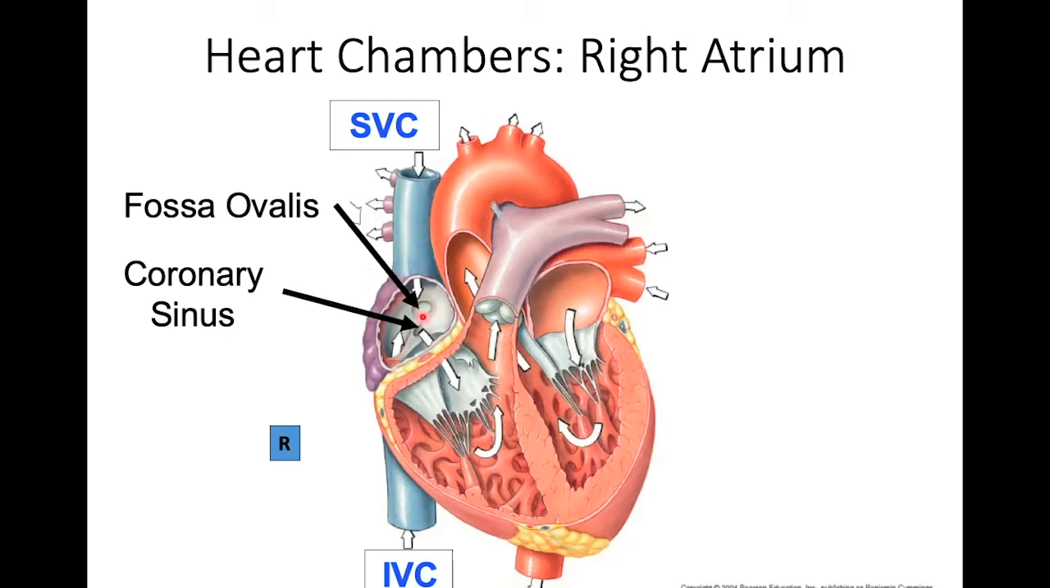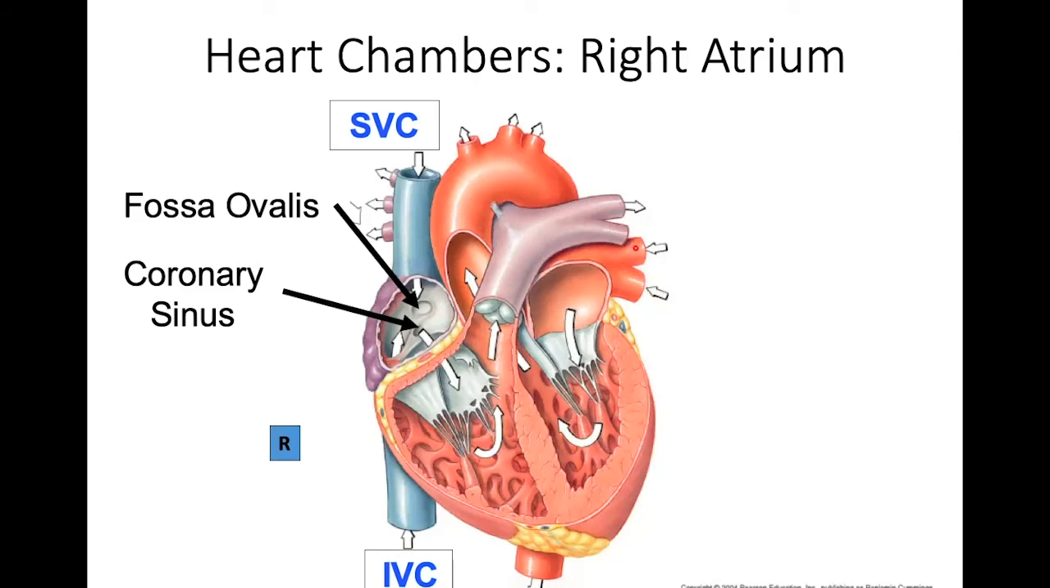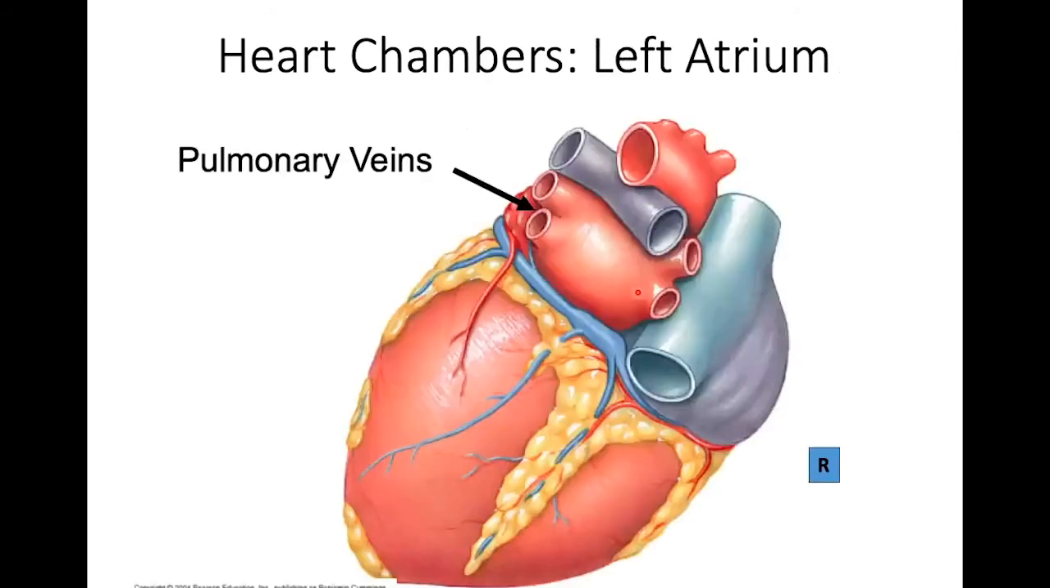And the remnant structure is known as the fossa ovalis. Some key identifying structures that then are going to empty into the left atrium, and we can see this here from anatomical position, as well as here looking at posterior view. You can see the pulmonary veins.